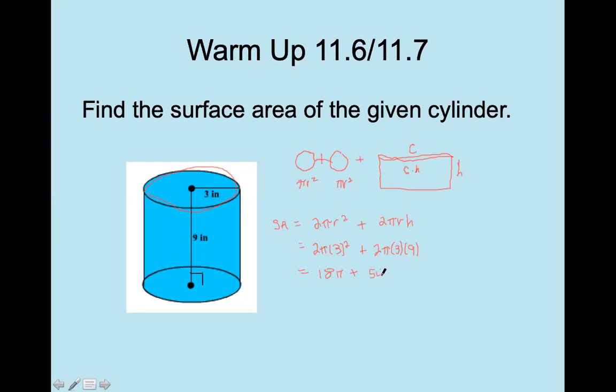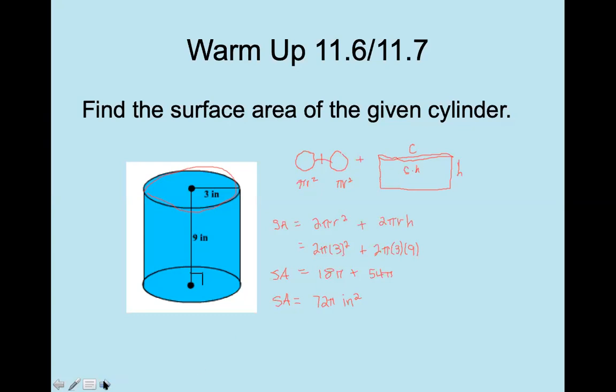So the total surface area is going to be 18 pi plus 54 pi. So our surface area is a total of 72 pi. And we can just leave it in terms of pi. It's awfully handy when we can do that. So it's 72 pi. And our units, since we're dealing with area, are going to be inches squared. Okay, area is square inches. So 72 pi inches squared would be the surface area.